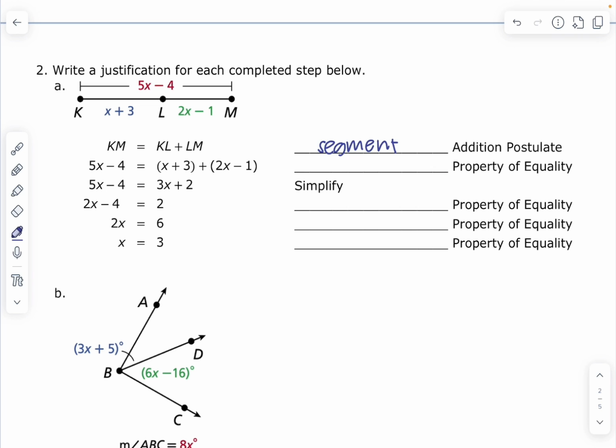All right, from there, it looks like we replace KM with 5x minus 4, we replace KL with x plus 3, and we replace LM with 2x minus 1. This is using our substitution property of equality. Then it looks like on the right side here, we simplify that by combining our like terms. In our next step, it looks like this 3x goes missing from the right side because we subtract it over to the left. So there's our subtraction property.